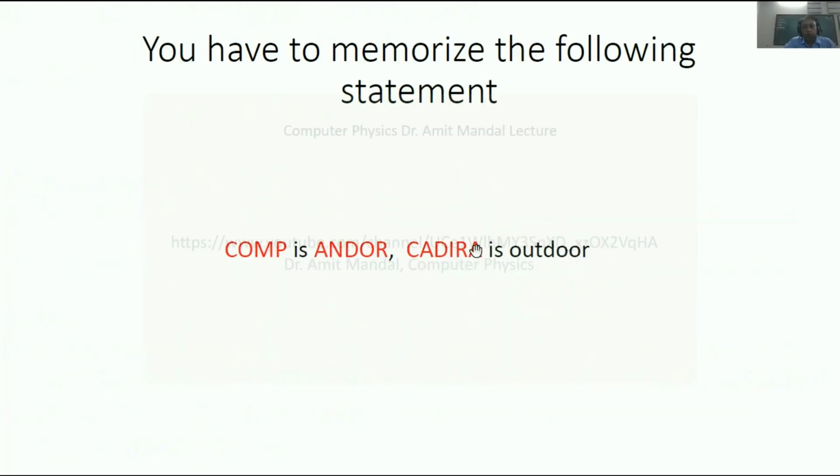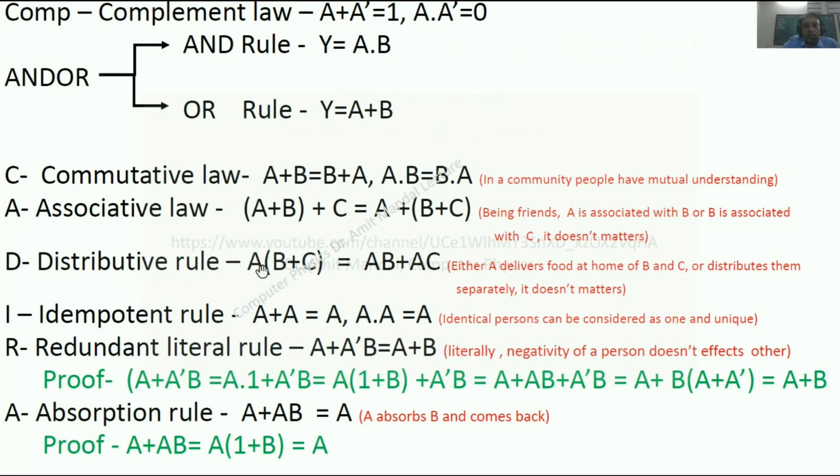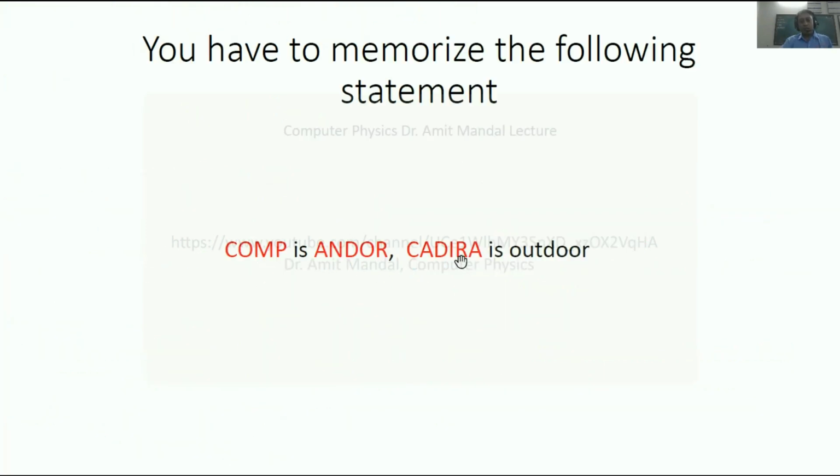Now distributive law. Distributive law says that A into B plus C is equal to AB plus AC. It means we can easily open the bracket. So how can you remember this? See, if A comes to the home of B and C and delivers food to them together or separately, it makes no difference. This bracket is the home of B and C. So A comes and delivers food to B and C, or distributes it separately, it makes no difference. So we have learnt distributive law.